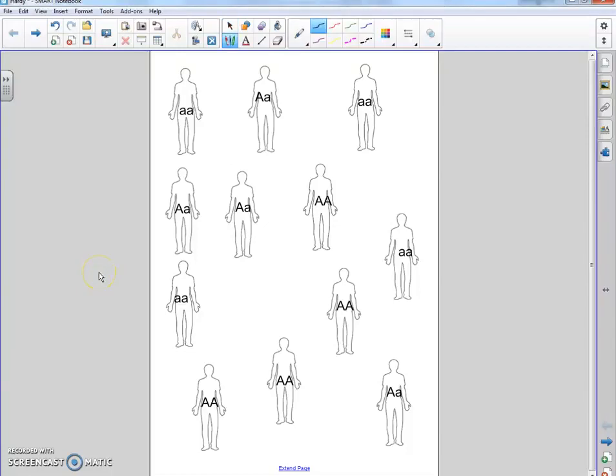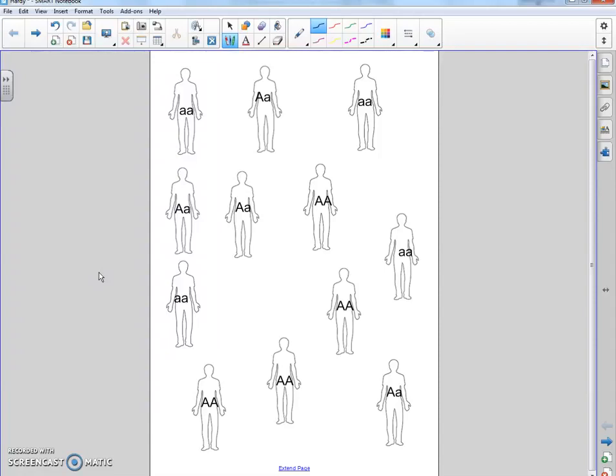Hey folks, here is a video detailing the Hardy-Weinberg equations and how to use them. It's designed to accompany 3 problems on the worksheet, and this will help you solve them. So we're going to start by just explaining what the Hardy-Weinberg equations are all about.